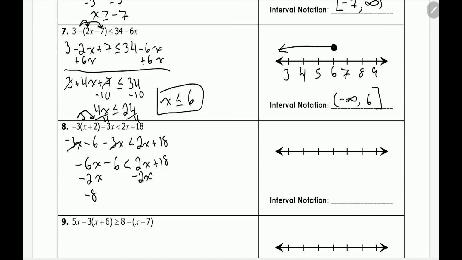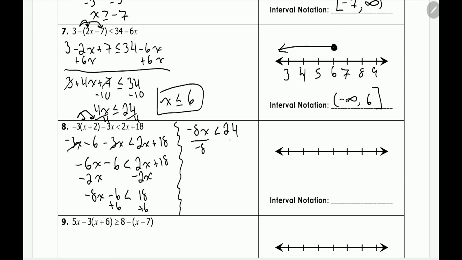We have negative 8x minus 6 is less than 18. We're going to add 6 to both sides. I'm going to move up here because I'm running out of room. So I have negative 8x is less than 18 plus 6, which is 24.